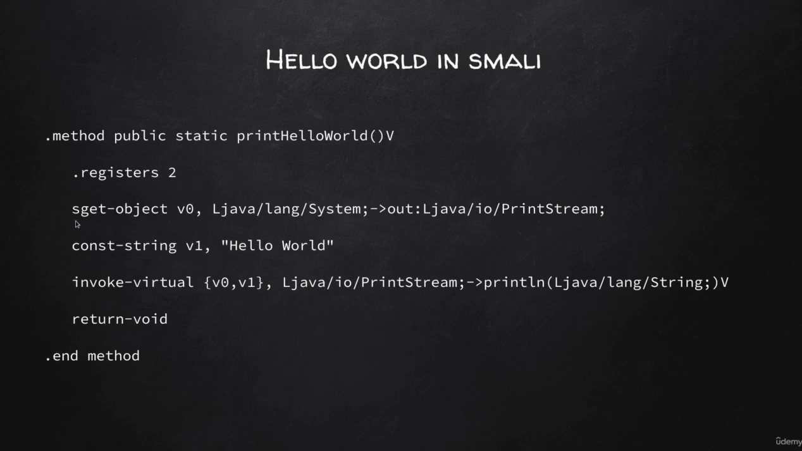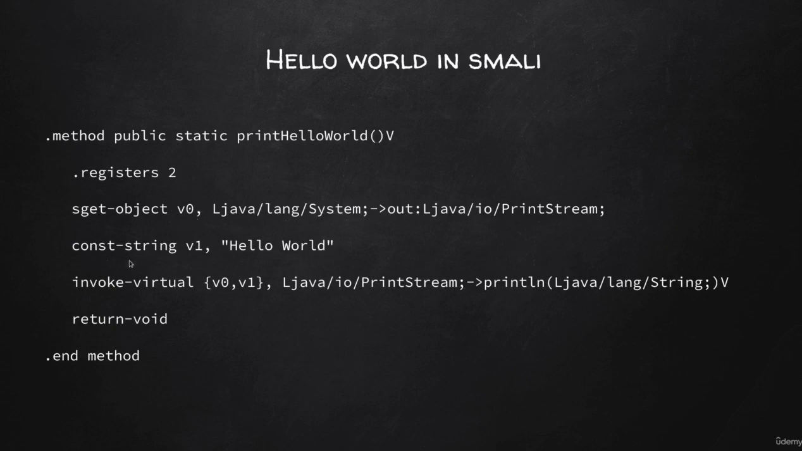Now we are calling the instruction sget-object and storing the result in v0. So v0 is our first register. What we are doing is copying from java.lang.System, which has a member called out of the type java.io.PrintStream. We are calling a static member out from java.lang.System, and we are putting it into v0.